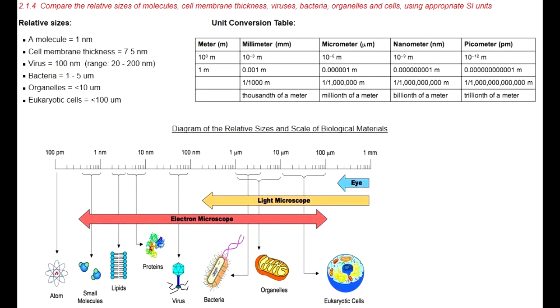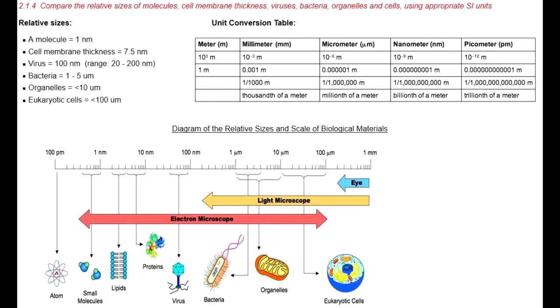Next, we need to compare the relative sizes of molecules, cell membranes, viruses, bacteria, organelles, and cells using appropriate units. For that, we need to memorize that a molecule size is approximately 1 nanometer, a cell membrane's thickness is approximately 7.5 nanometers, a virus is approximately 100 nanometers, a bacteria is approximately 1 to 5 micrometers, organelles are smaller than 10 micrometers, and eukaryotic cells are smaller than 100 micrometers.